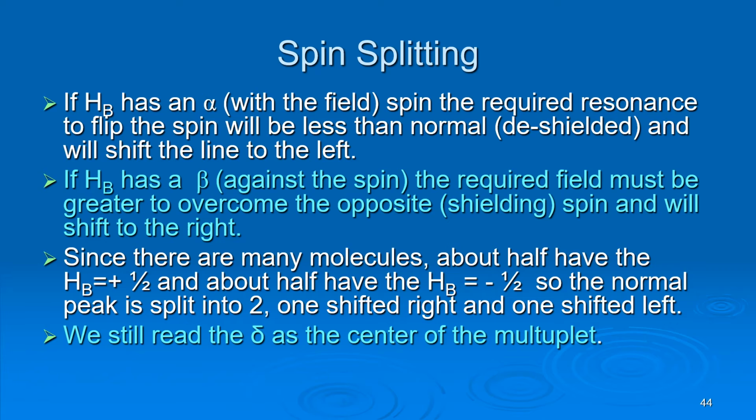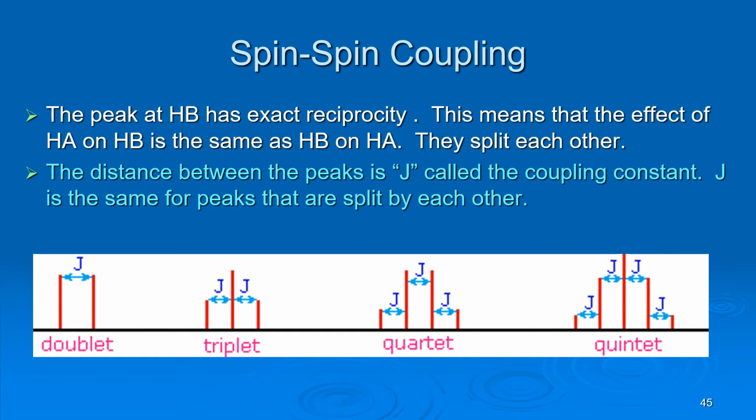And since there's many molecules, about half will have the positive spin and half will have the negative spin, and so that's why it's split into two, one to the left and one to the right. And like I said, we still read the delta value as the center point. So what if there's, okay, so I'll show you that in a second. So the peak at HB has exact reciprocity. So it means that the distance between them is going to be the same for A and B.